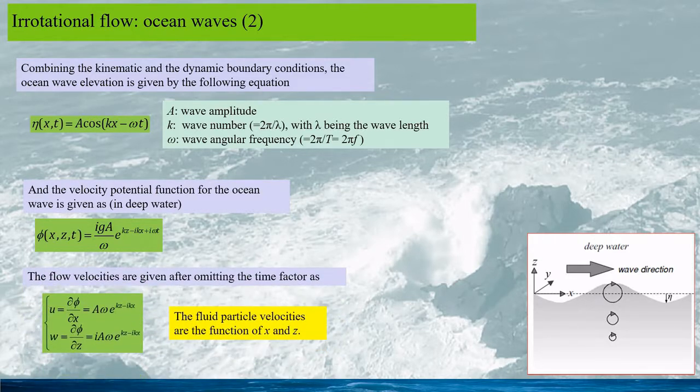And we can calculate the fluid velocity from the velocity potential function, but we omit the time factor, so the velocity components u and w are given by this, and you can see the velocity components are functions of both z and x. And we also applied the dispersion relation for this velocity component.